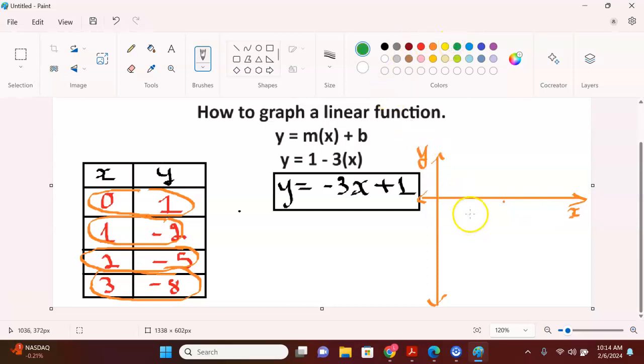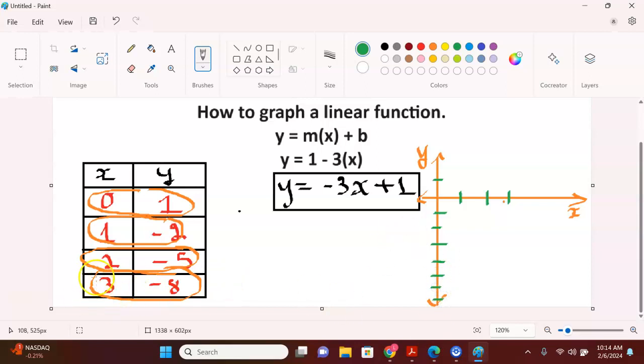Alright, so I have 1, 2, and 3. That will be my x input. My output is going to be positive 1, and then you have negative 1, negative 2, negative 3, negative 4, negative 5, negative 6, negative 7, and negative 8.